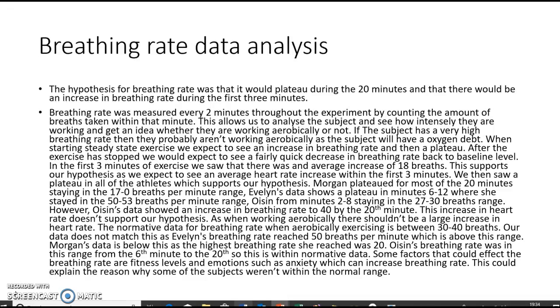Morgan's data is below this, as the highest breathing rate she reached was 20. Oshin's was in this range from the 6th to 20th minute, so this would stay within the normative data. Some factors that could affect this are fitness levels and emotions such as anxiety, which could increase breathing rate, suggesting why they're not in the normal range.